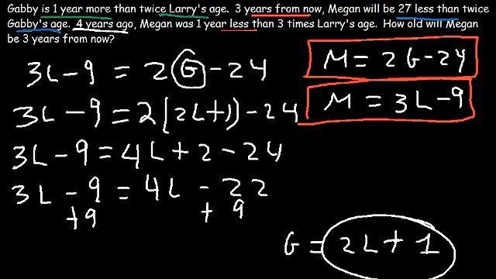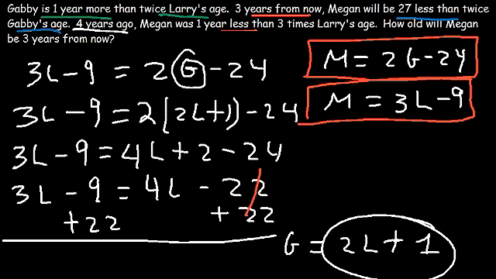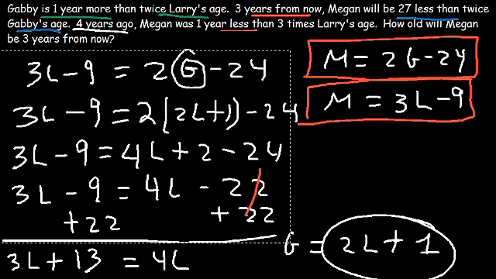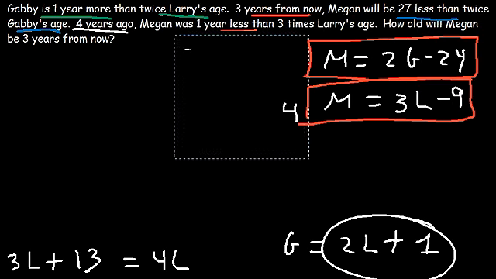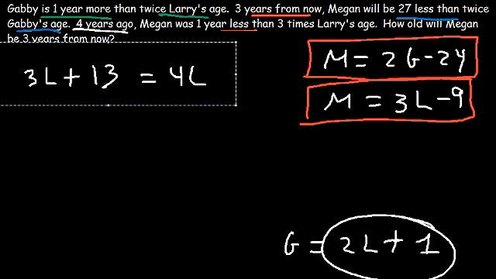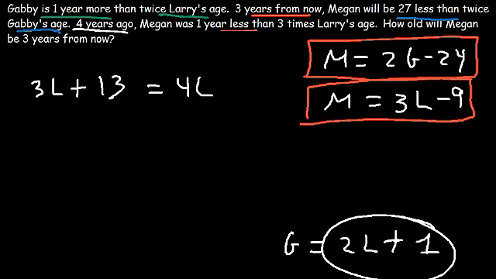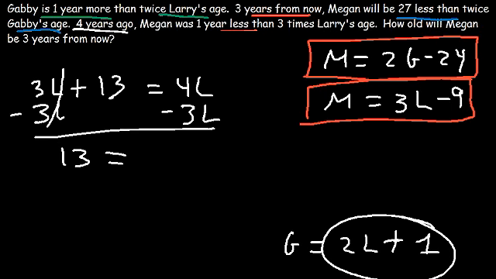And now let's add 9 to both sides. Actually, let's add 22 to both sides. Negative 9 plus 22, or 22 minus 9, is 13. Now let's subtract 3L from both sides. So 13 is equal to 4L minus 3L, which is L. So L is 13. So that's how old Larry is at the present.